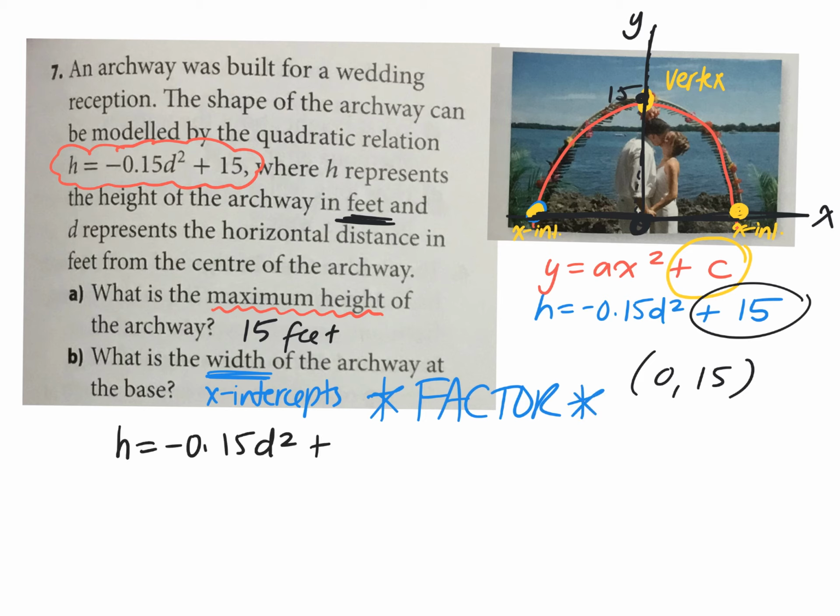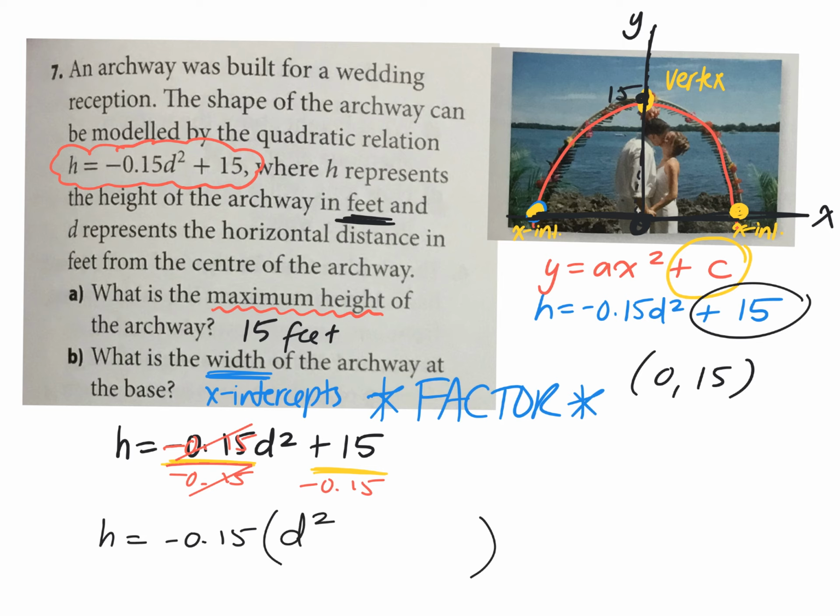So how am I going to factor this? It's in the form ax squared plus c, so what should I divide everything by to get it into factored form? Negative 0.15. We divide everything by a. Same thing as we did in the other question. So that means it's negative 0.15, and then we have to figure out what we have left in the bracket. Well, negative 0.15 divided by negative 0.15 cancels out. What am I left with inside the bracket? D squared, right? I'm dividing everything by a.